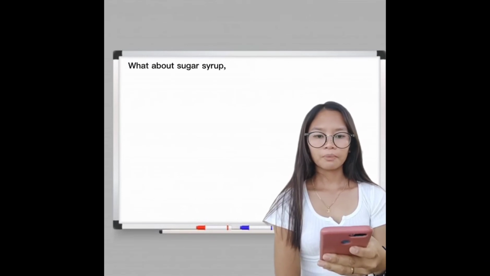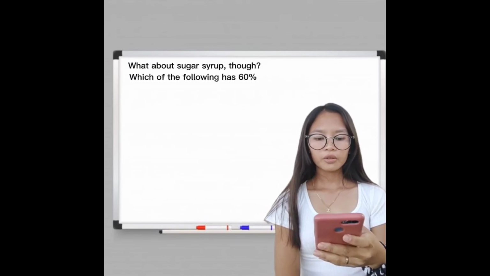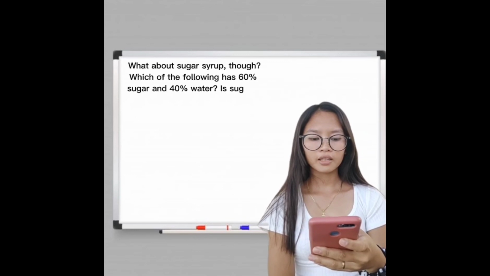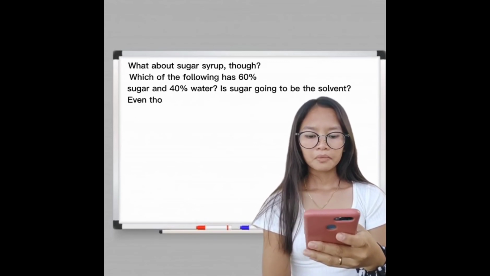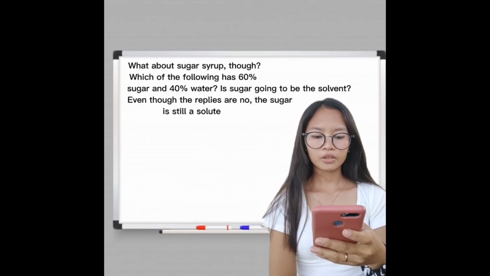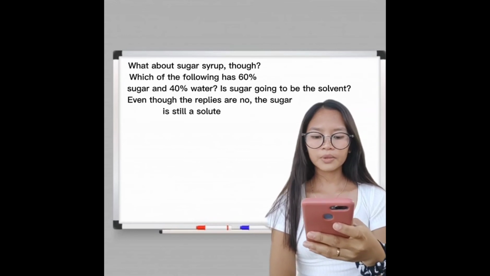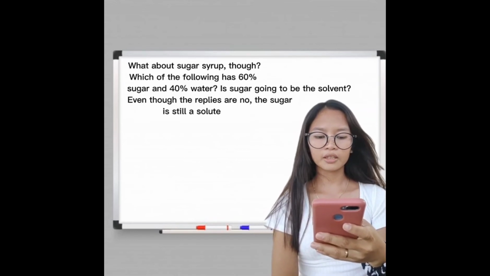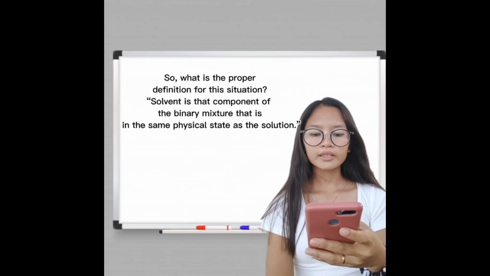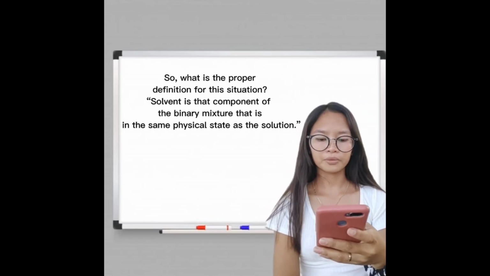What about syrup? Suppose it has 60% sugar and 40% water. Is sugar going to be the solvent? Even though the reply is no, the sugar is still a solute. So, what is the proper definition for this situation?